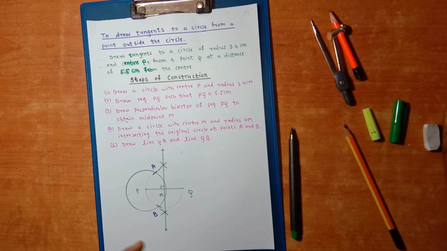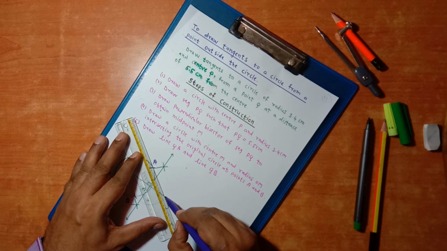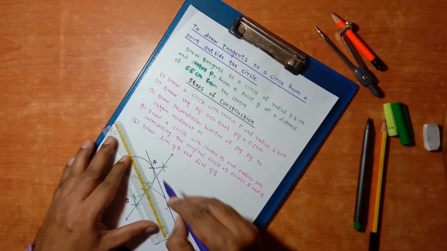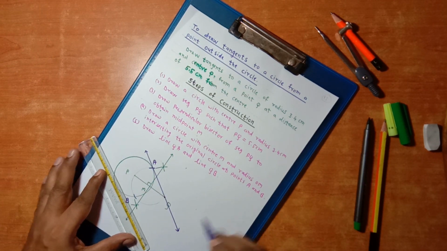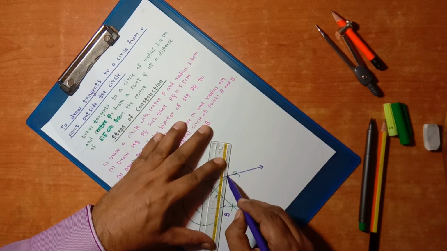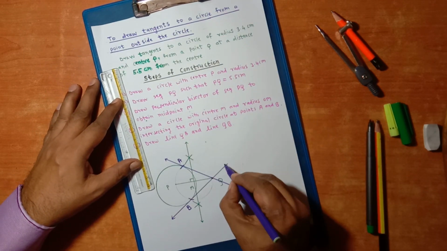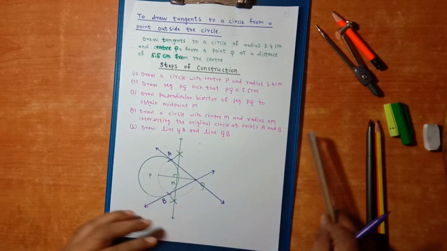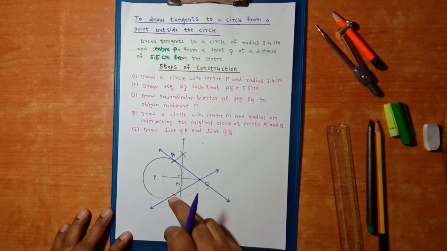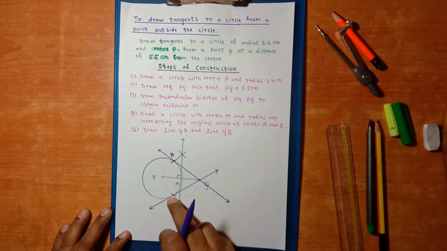Now from point Q I will draw one tangent like this, touching the circle at point A, and a second tangent from point Q touches the circle at point B. So line QA and line QB are two tangents which touch the circle at point A and point B respectively.